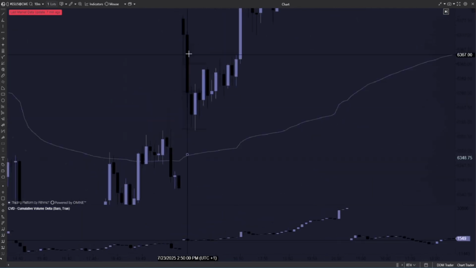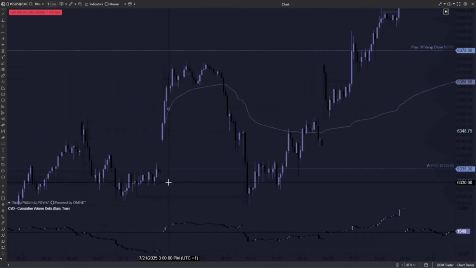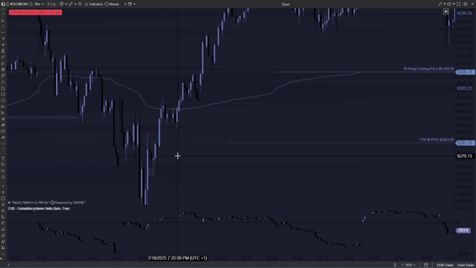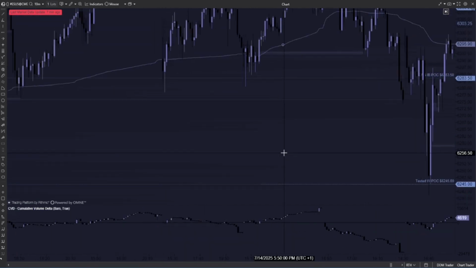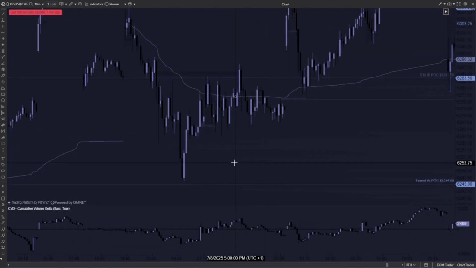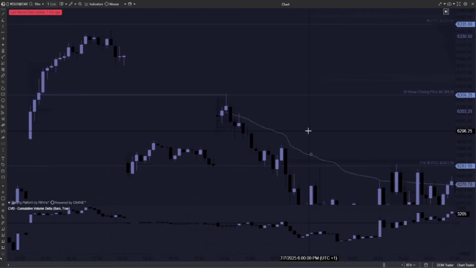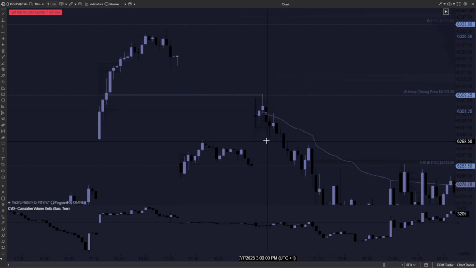This is a clean, structured way to trade ES with real volume-based confirmation. You're combining anchored VWAPs for directional context, the initial balance for structure, and volume profile to track where big money is active. Thanks for watching, and as always, trade with patience, discipline, and a statistical edge.